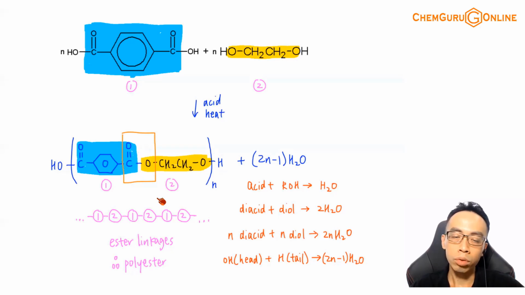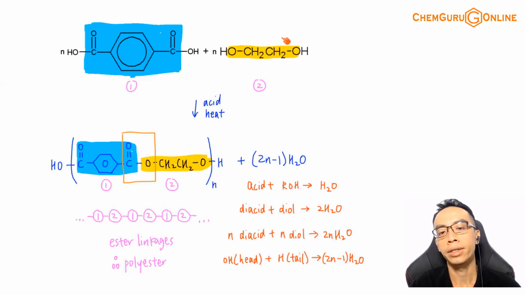And what we can do is we can just draw the simplest unit. Number one joined to number two, I can bracket this whole thing subscript n, because you have n of this diacid and n of this diol. So this is the simplest unit.